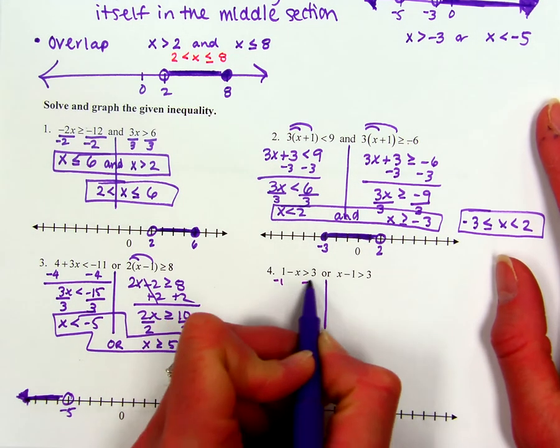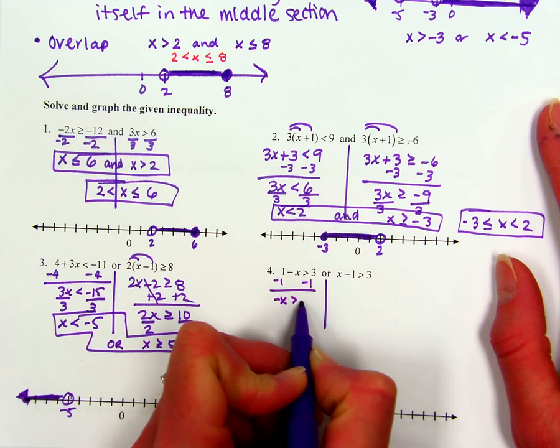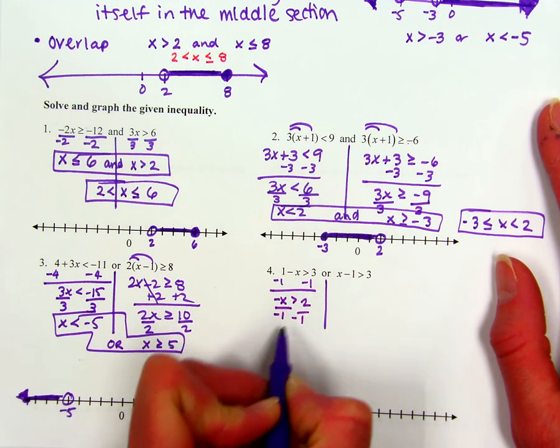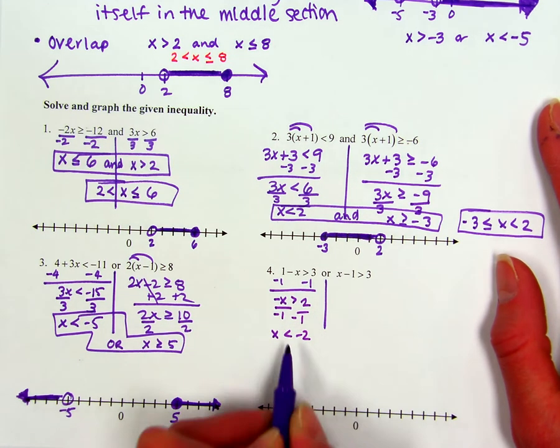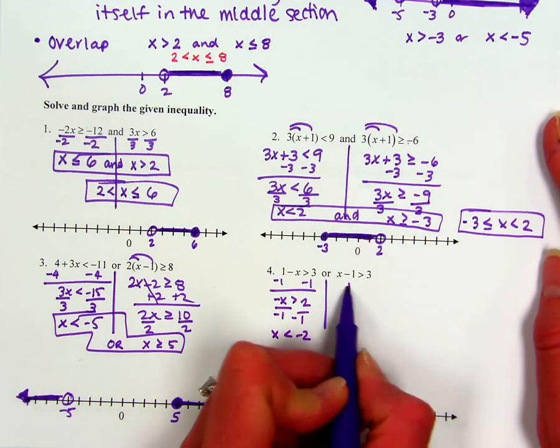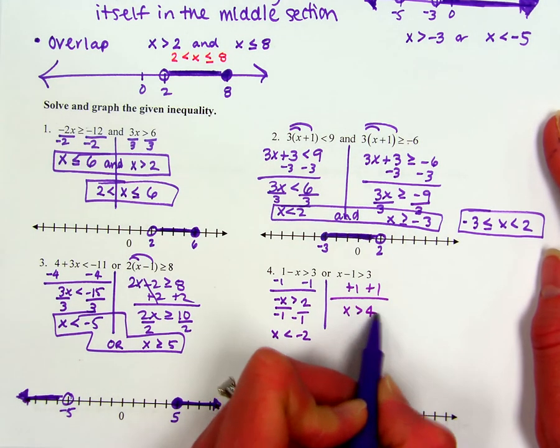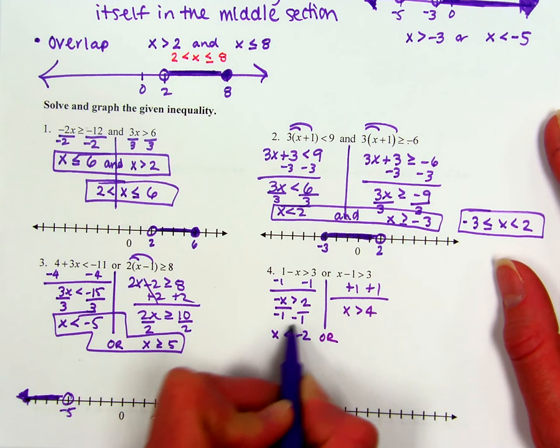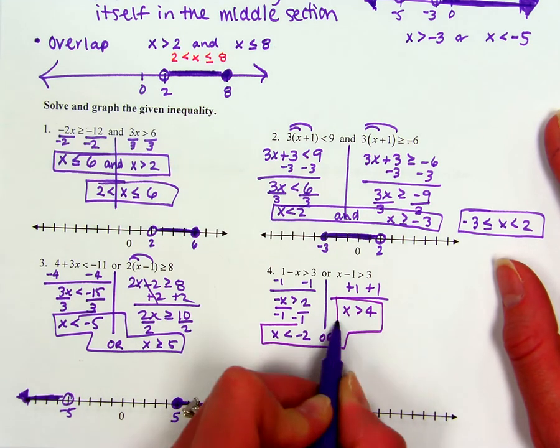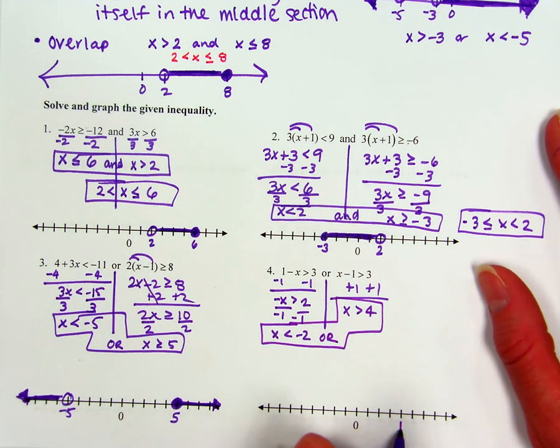So we're just going to solve for x. We got negative x is greater than 2. Divide by negative 1. We have x is less than negative 2. Notice that we flipped our symbol. Here we're going to add 1. We got x is greater than 4. So we have x is less than negative 2 or x is greater than 4. So find 4 on your number line. Find negative 2. They're both open circles, and we're shading to the outside.